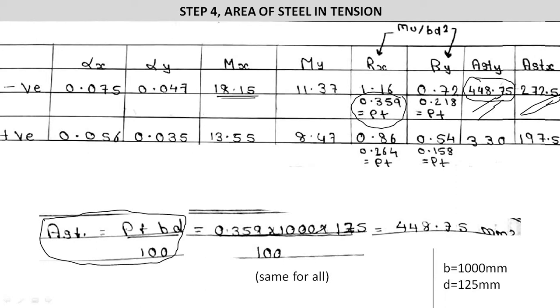Similarly, if you want to find the area of steel in X negative, we have to use the percentage of steel as 0.128 into 1000 into 125 divided by 100. You will have the value of AST X in negative as 272.5 mm square. Similarly, for AST Y in positive, you have to use the percentage of steel as 0.264. So using 0.264 into 1000 into 125 divided by 100, we will have the value as 330 mm square. And similarly for AST X in positive.